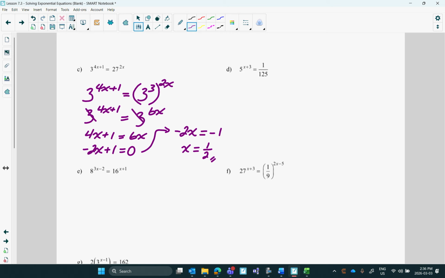For D, what do I do? This side looks good, but I have to change this side. 5 to the negative 3. You should be able to go from there.